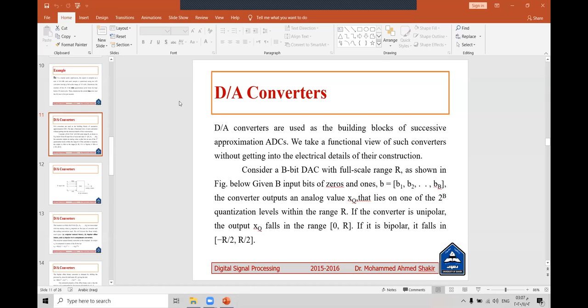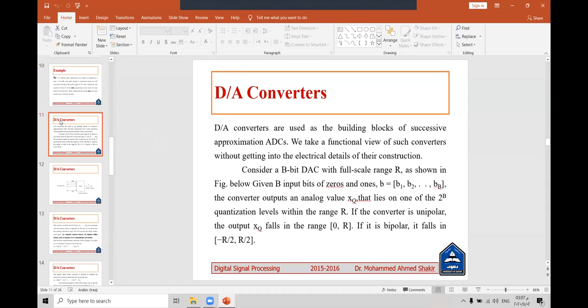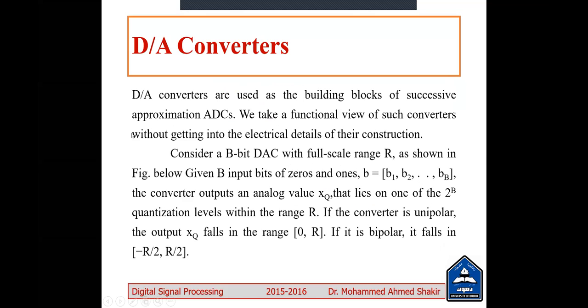Okay, now continue with the previous lecture. We have talked about the quantization and the quantization error, and we have solved this example. If you remember, we have solved this example and we have determined the required number of bits, actual RMS error, and the bit rate. Now let us continue with the D2A converter from the current slide.